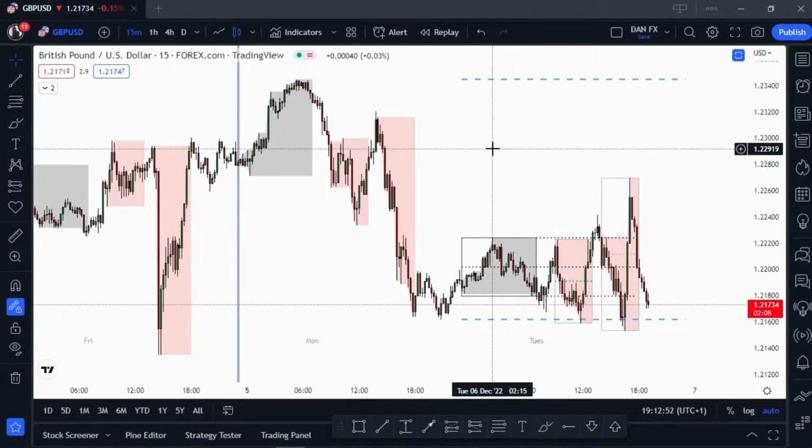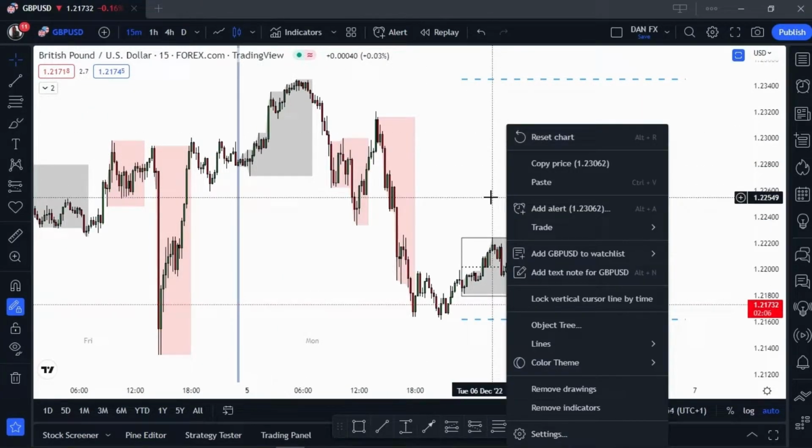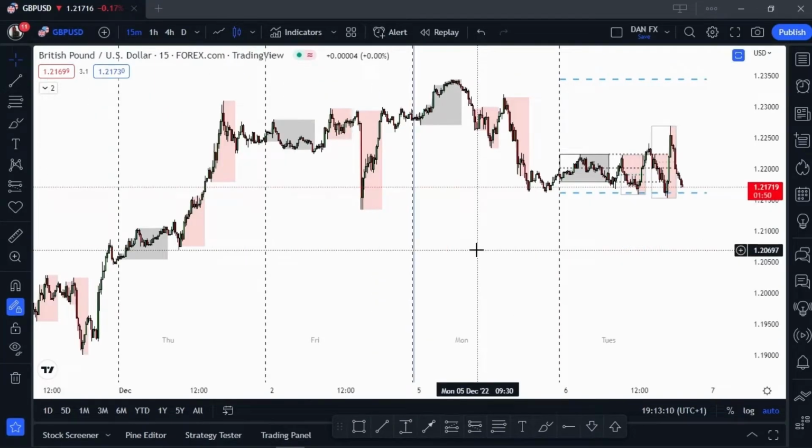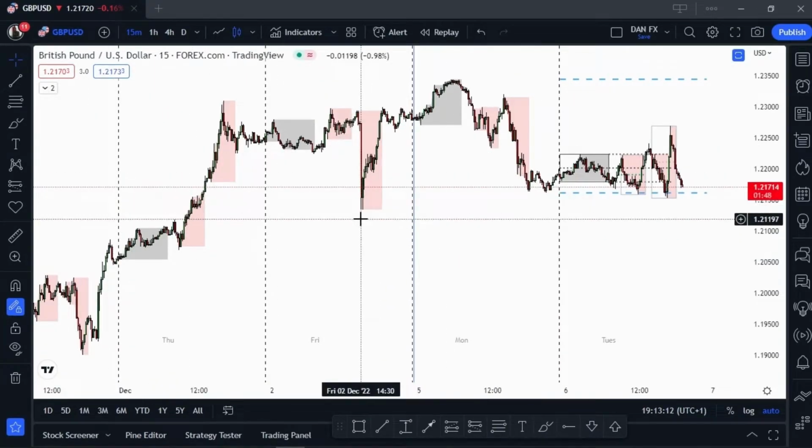So not only that, right click on your TradingView chart and go to settings, then go to appearance and turn on session breaks. You can put the color to black or change it depending on your background color. You can use a straight line or a dash line. What this does is it separates each day from another.